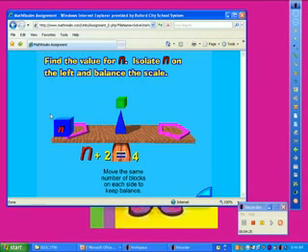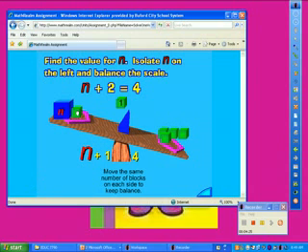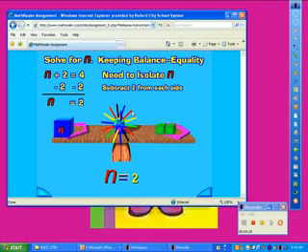Now, what we want to do is isolate the variable. We want to get this in all by itself. So we're going to take away two of the blocks. Now the scale is not balanced. So since we took away 2 blocks over here, we have to remember to balance it and take away 2 blocks over here. And there you go. N equals 2. So this is a great site for you to go to get extra practice and to have a little fun.